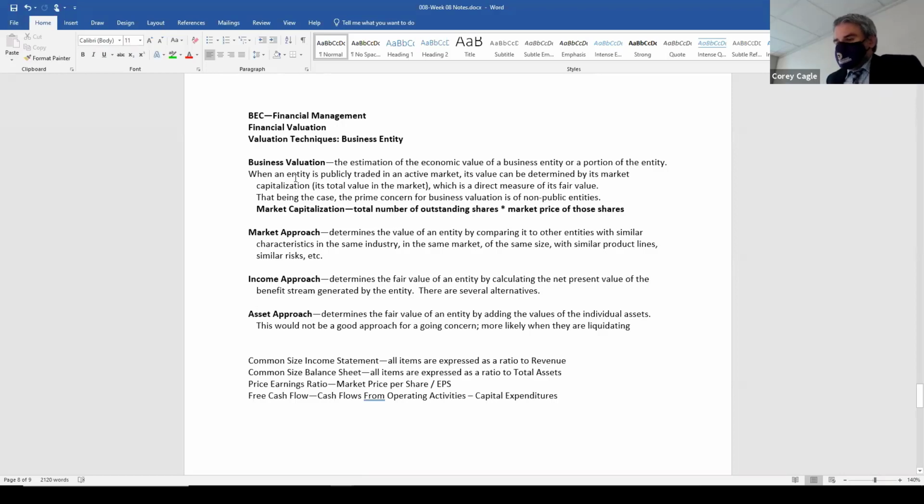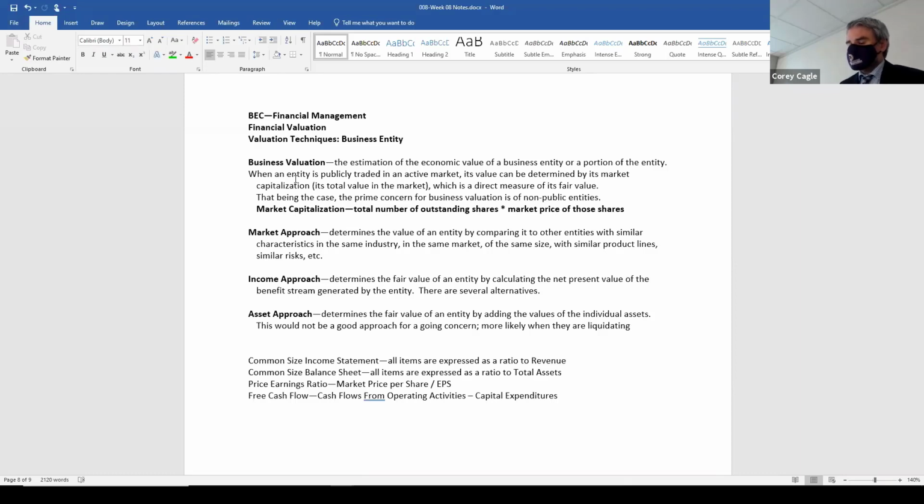But backing up to the top again. They make the point that, obviously, we're valuing a business or a portion of the business, but if there's an entity that's publicly traded in an active market, the market determines its value, right? That's kind of what the market does. So we can determine it by the market cap. We supposedly have efficient markets that consider all the available information, right? So market cap would be the direct measure of its fair value.